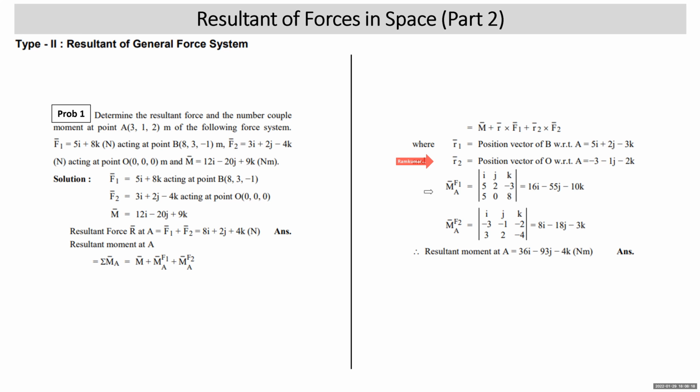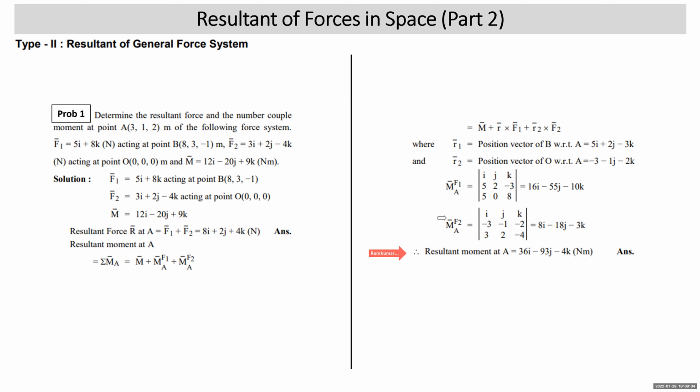Now we find the moment of F1 about A. ijk, these are the coefficients of the position vector. 5, 2, minus 3 and 5, 0, 8 are the coefficients of the force vector. You get it like this. Moment of F2 about A, ijk. This is R2 bar and this is F bar. You get it like this.